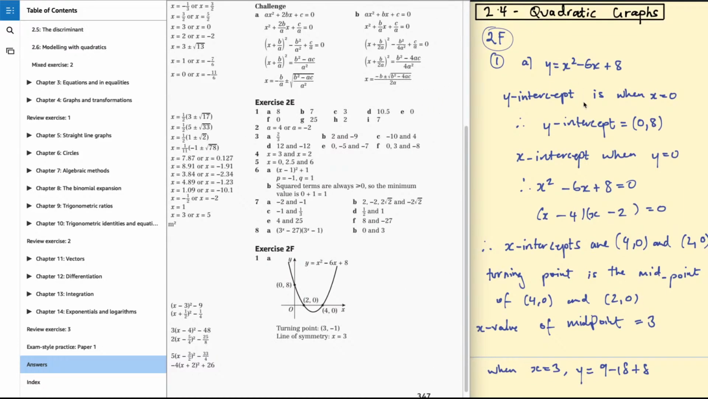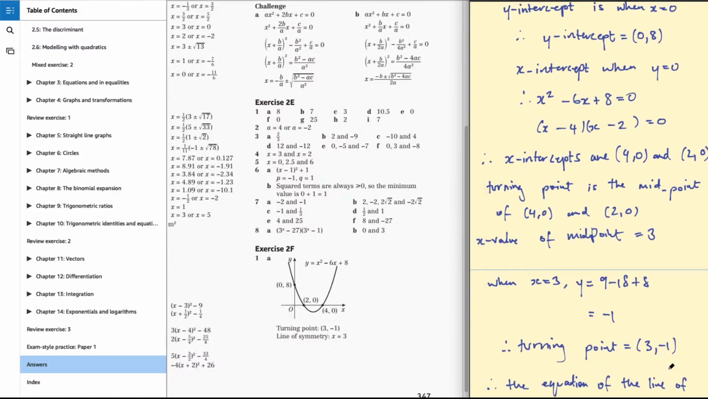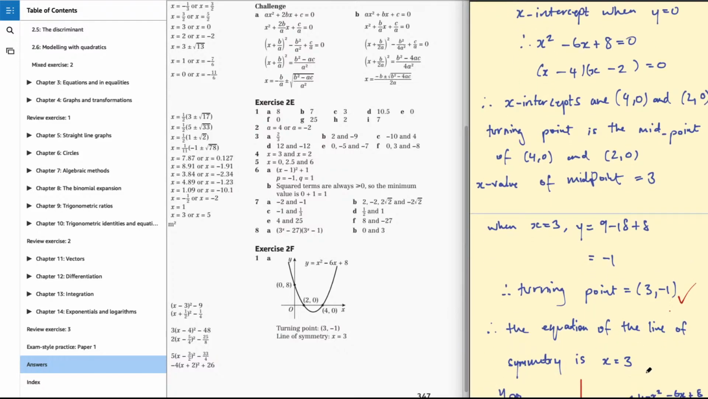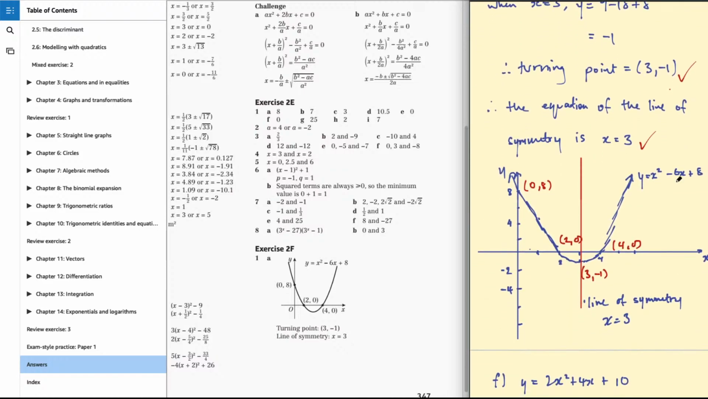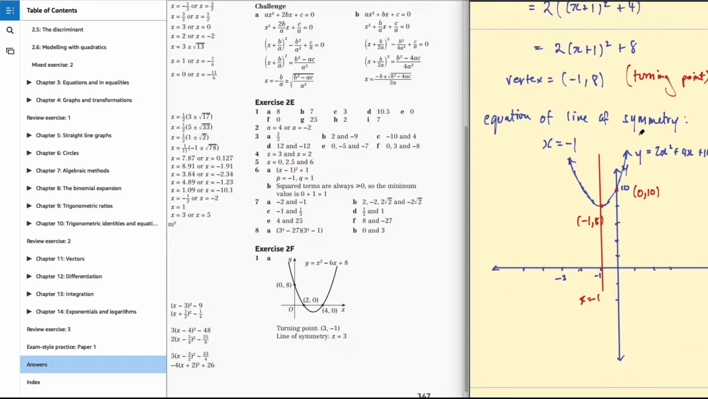So firstly we did x² take 6x plus 8. The turning point is at 3, -1. Therefore the line of symmetry is x equal to 3. We had y-intercept 0, 8, x-intercepts of 2 and 4, and so there's your basically 5 marks for a question like this.